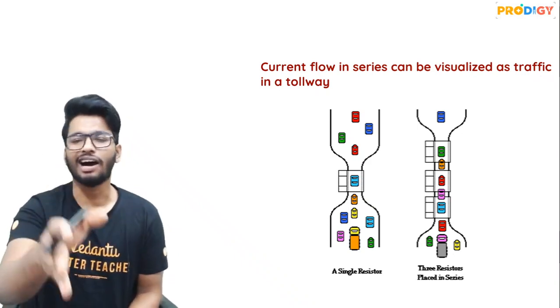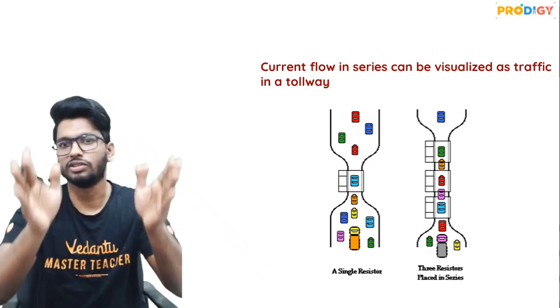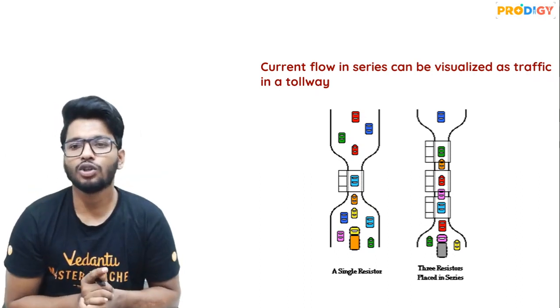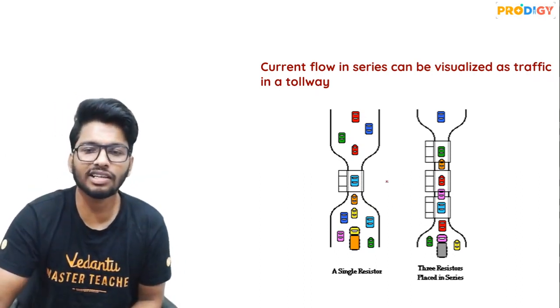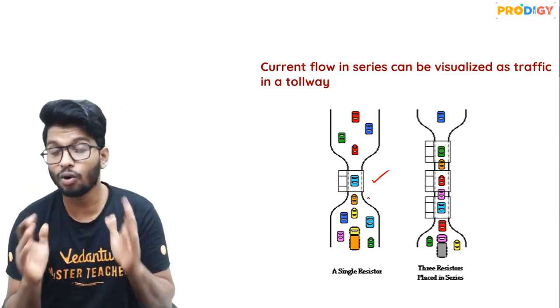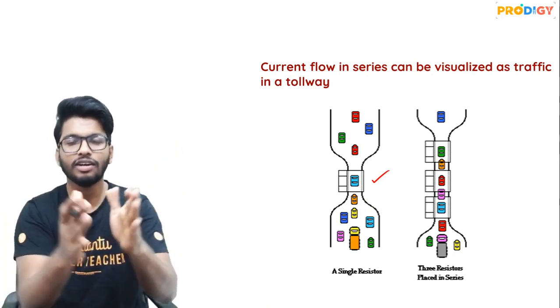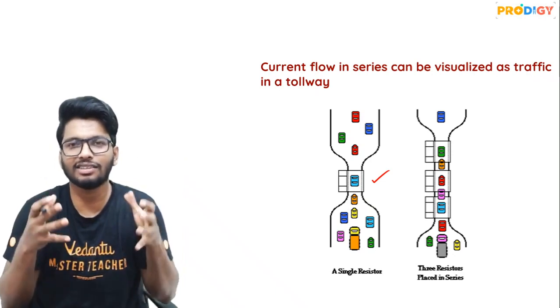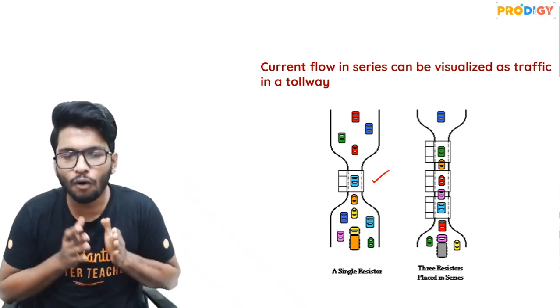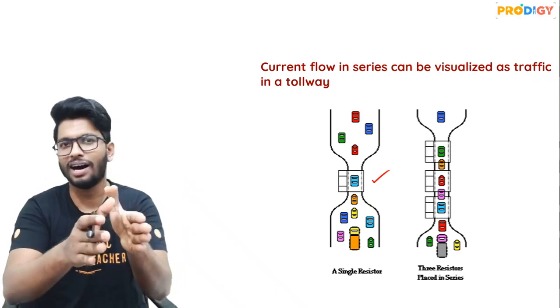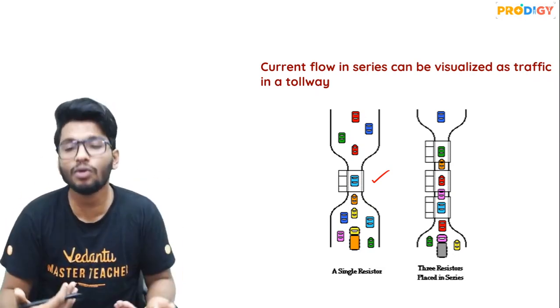Imagine on the highway you probably would have had these tolls, right? Imagine there is one toll. Now the toll here is a resistor. So basically what happens is that it narrows the road. All the cars are forced to go through a smaller path, because of which they have to slow down a little, right?